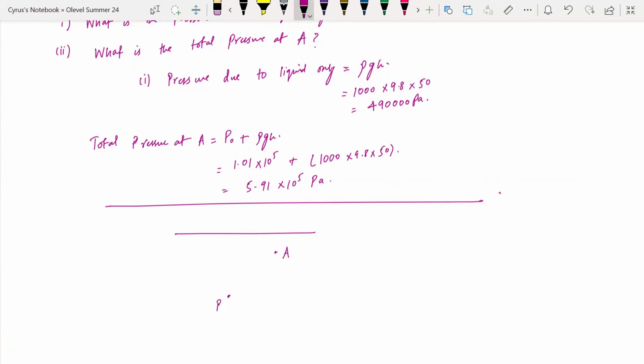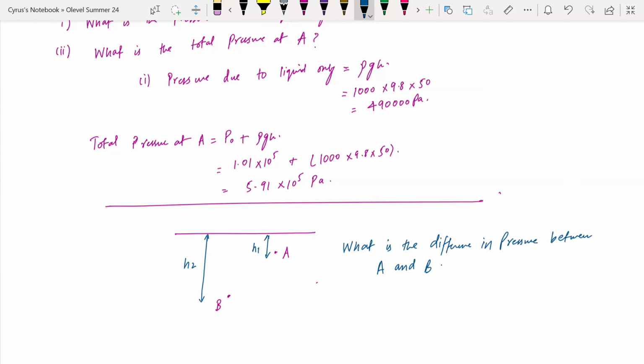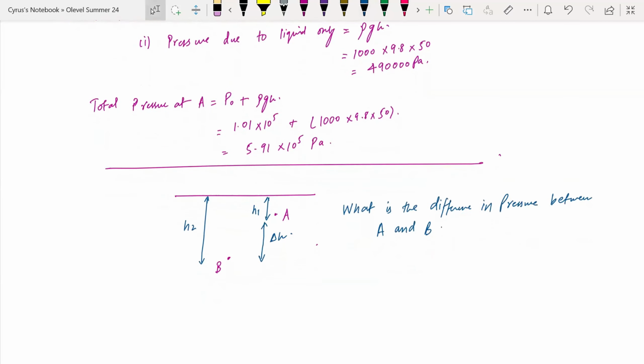एक पॉइंट है यहाँ पे पॉइंट A और एक पॉइंट यहाँ पे है पॉइंट B. पॉइंट A की हाइट है h1, लेट्स से पॉइंट B की हाइट है h2. ठीक है, they'll ask you what is the difference in pressure between A and B in terms of rho g delta h. You know that this height is what? This is delta h. So what is the difference in pressure between A and B?